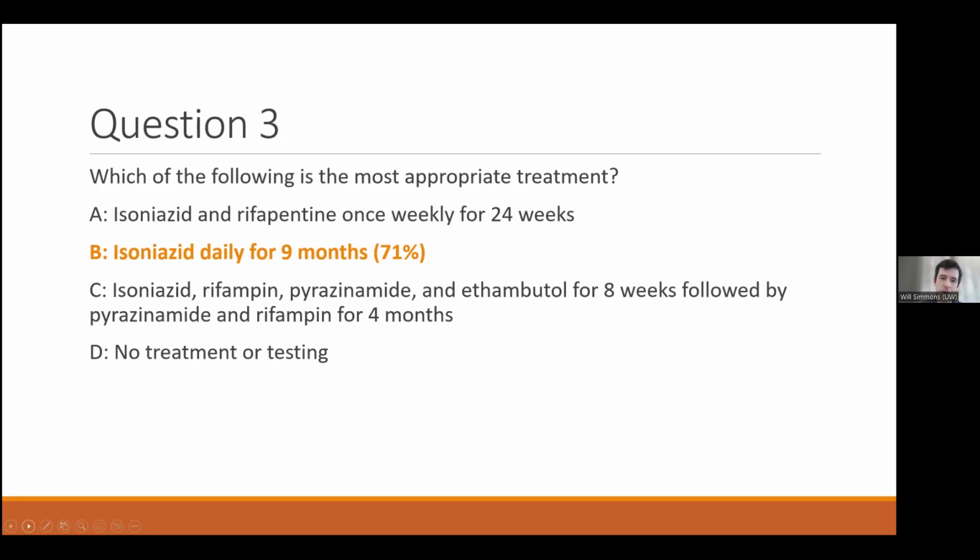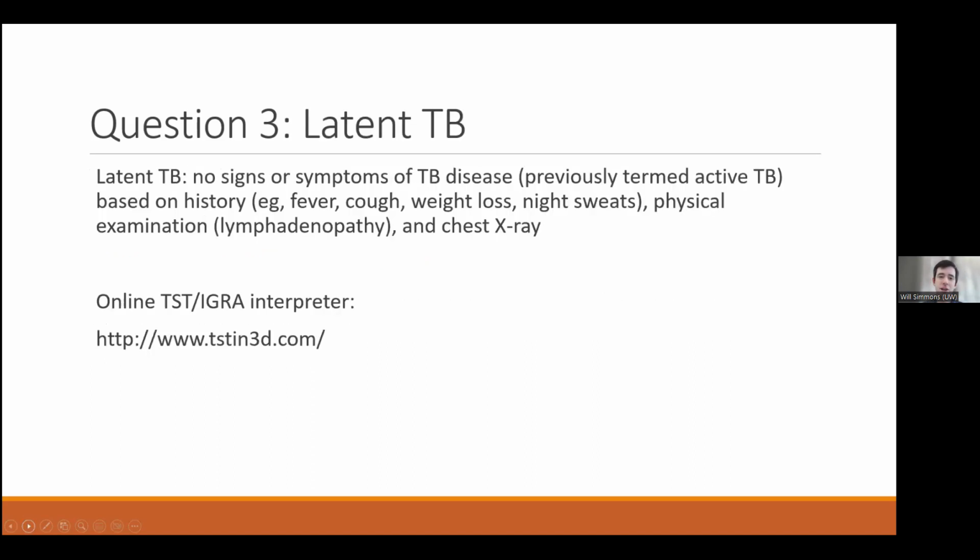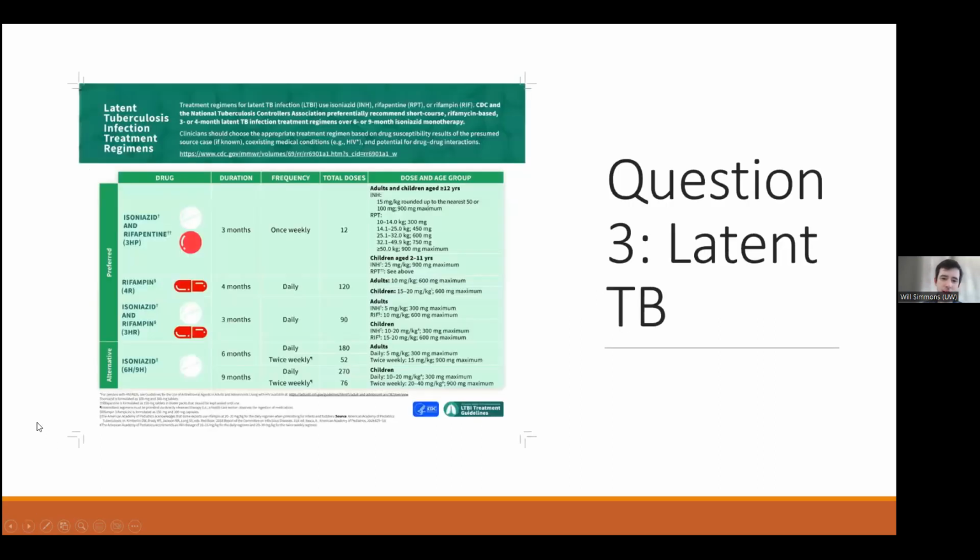You mentioned 4 months of rifampin is probably the most common choice. It's daily rifampin for 4 months. It works just as well, if not better, than isoniazid. It has better adherence, often has fewer side effects, probably less toxicity. All of these regimens, the toxicity is liver toxicity. But you don't monitor LFTs unless someone has baseline liver function abnormalities. You just counsel them: call us if you turn yellow.